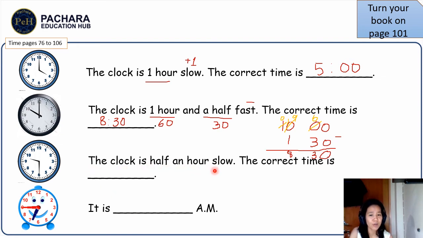The clock is half an hour slow. It's too slow, so this is 9:30. Half an hour is 30 minutes. Since it's too slow, we need to add 30 minutes. So 9:30 plus 30 minutes is equal to 10 o'clock. Great job. So the answer here is 10 o'clock. That's the correct time.